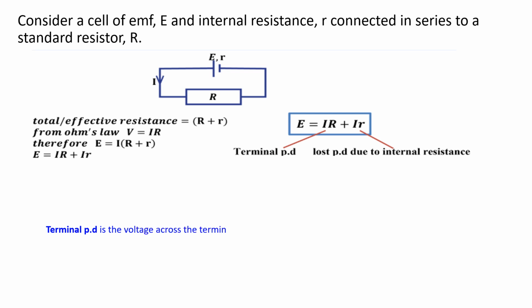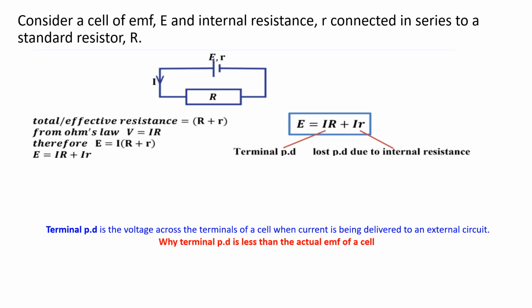The terminal PD is the voltage across the terminals of a cell when current is being delivered to an external circuit. Why do you think the terminal PD is always less than the actual EMF of a cell? You find that the EMF of a cell is actually 1.5, but it does not actually give all of it as 1.5. Why? This is the reason.